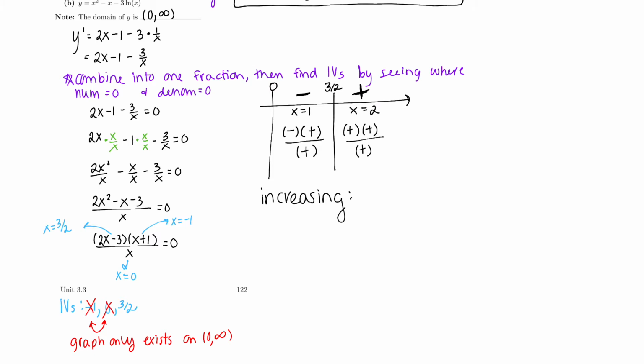So this function is increasing where the derivative is positive, so it's increasing from 3/2 to infinity, and it is decreasing from 0 to 3/2. So that is where the derivative is negative. So derivative negative means it's decreasing. Derivative positive means it's increasing.